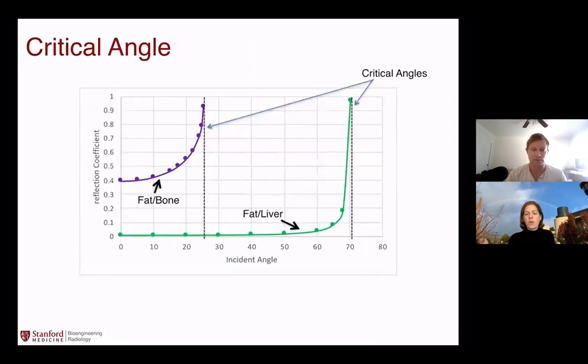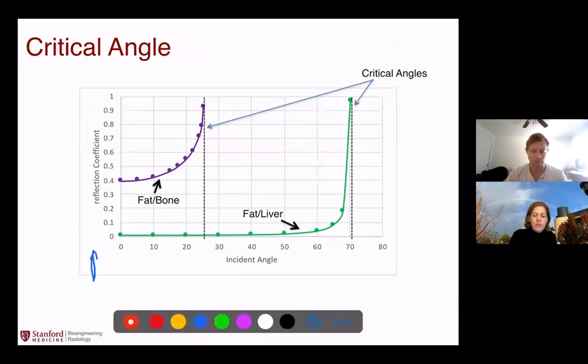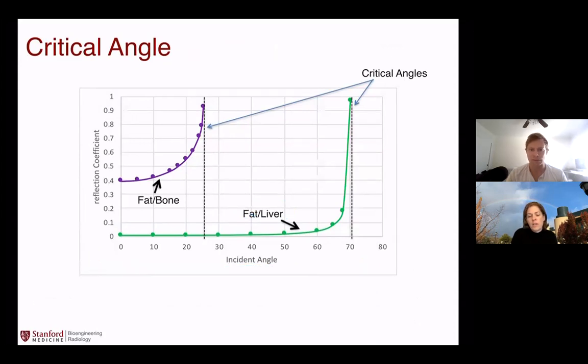Okay, so that's what gave rise to this figure that we've talked about before. And we could go back and plug in specific numbers. You can see when you plug in the numbers, what is the critical angle, if you plot the reflection coefficient, which we see over here on the vertical axis, versus the angle, when we've put in the acoustic impedances for fat and liver, the reflection goes up at about 70 degrees.